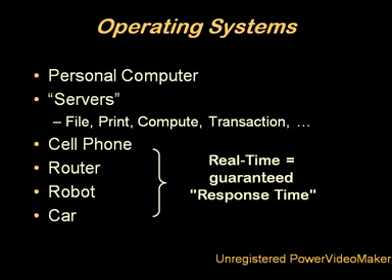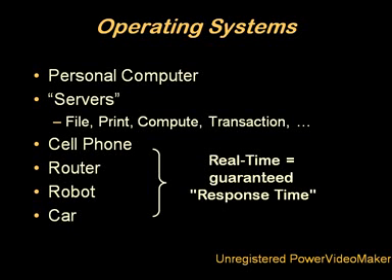Those last 4 categories have something that's very distinct from the first 2. They have what's called real-time constraints. If your cell phone doesn't respond to the local cell tower in a particular amount of time, the cell tower will assume it's been turned off and disconnect your call. How many times has that happened to you?